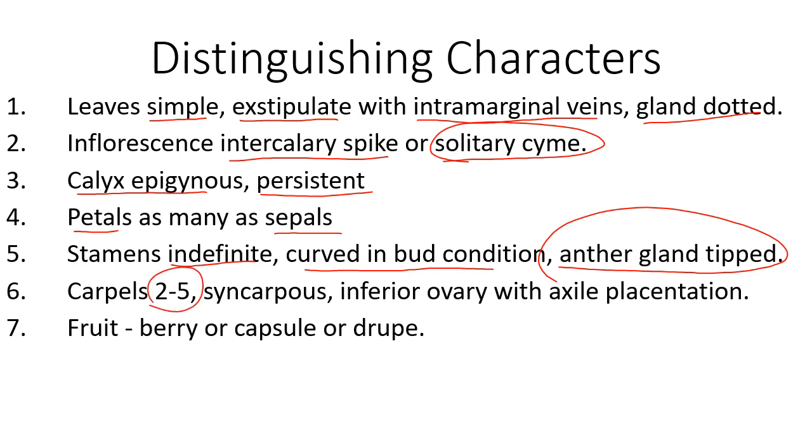Carpels are 2 to 5 in number in this family, but they are always syncarpous, always inferior. So ovary is inferior with axile type of placentation. This is a very important and distinguishing characteristic of this family. Fruit is berry or capsule or drupe. In guava it is berry. The plant we are studying today, that is Callistemon citrinus, is showing capsule, or even drupe in some of the members of this family.